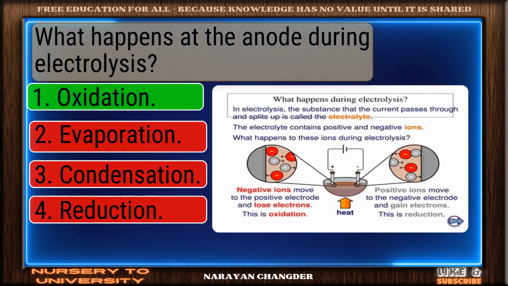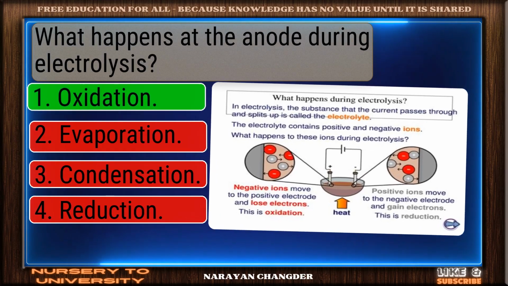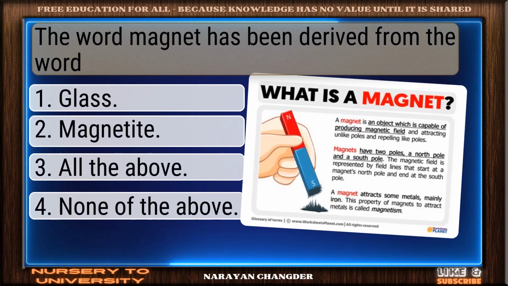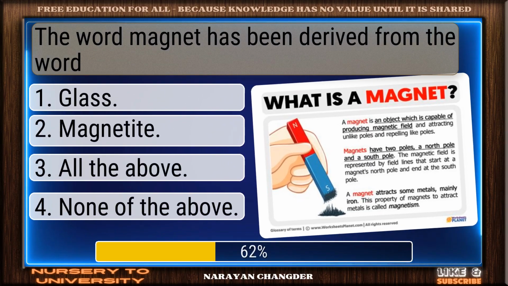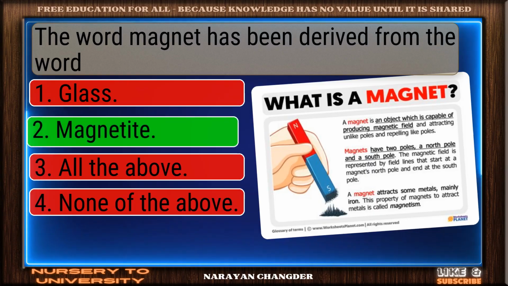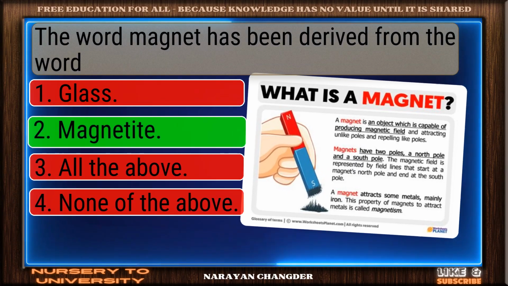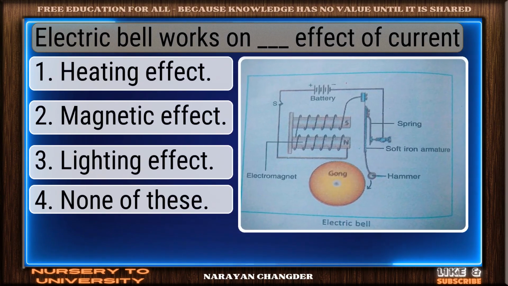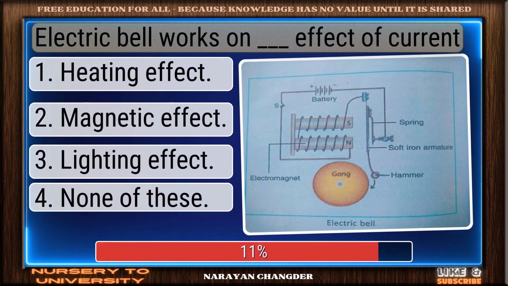Correct. Oxidation is the right answer. Question number 96. The word magnet has been derived from the word? Correct response. Magnetite is the most accurate answer. Question number 97. Electric bell works on dash effect of current.